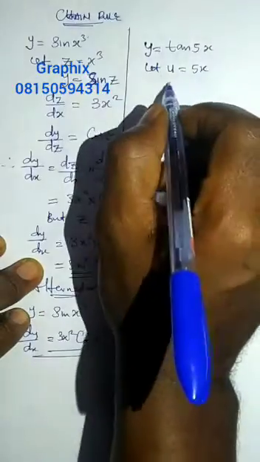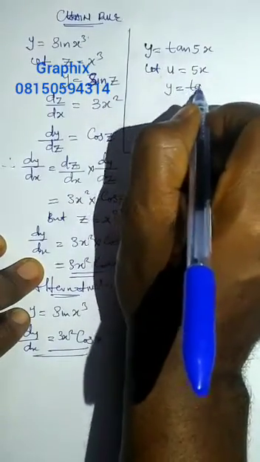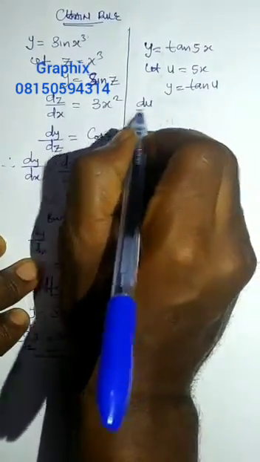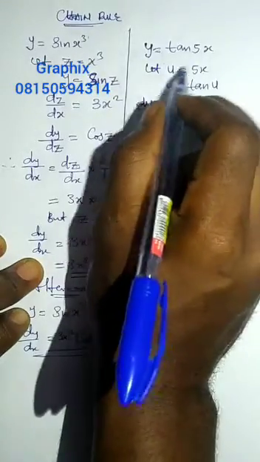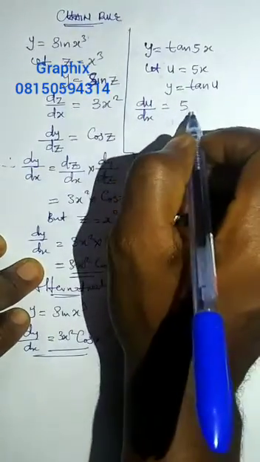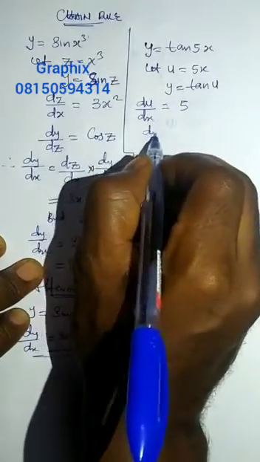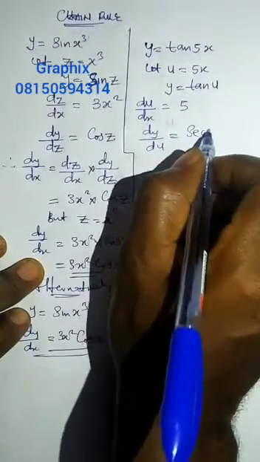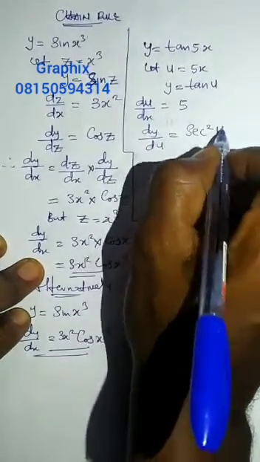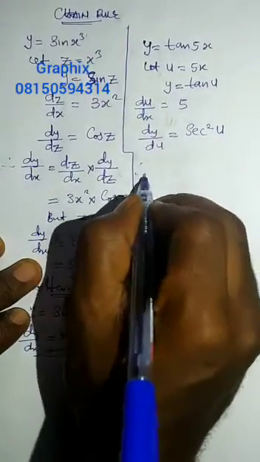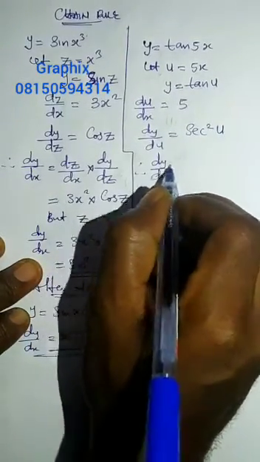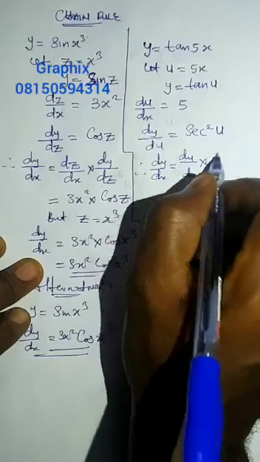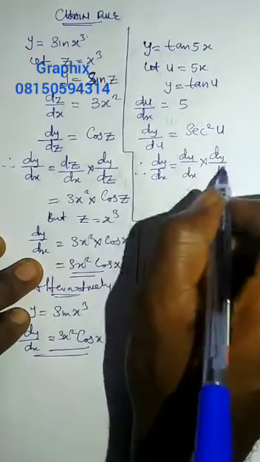So if you now rewrite this again, your y will now be equal to tan u. Right? So differentiate u, you'll be having du over dx, because u is related to x. That will give me 5. And differentiate y, you'll be having dy over du, and when you differentiate tan, you'll be having sec square. So this is sec square u, right? So therefore, my dy over dx will give me du over dx multiplied by dy over du. You can see they can easily equate each other.